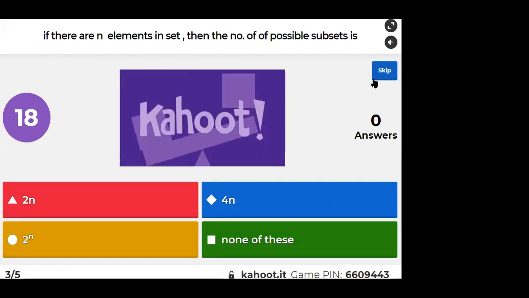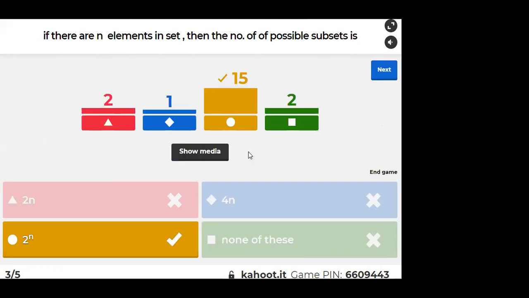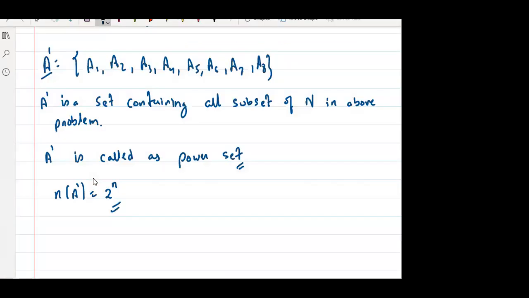If there are n elements in a set, then the number of possible subsets is A. It is also theory. We just studied that. Who is saying 2n, 4n? None of these. It is 2 to the power n. We just studied this now. See, it is written over here. It is the last thing that we studied.